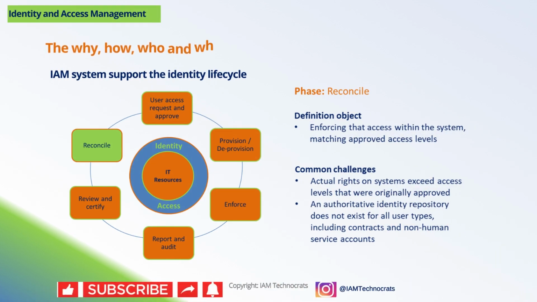Phase 6. Reconcile. Definition and objective: ensuring that access within the system matches approved access levels. Common challenges: actual rights on systems exceed access levels that were originally approved. An authoritative identity repository does not exist for all user types, including contractors and non-human service accounts.